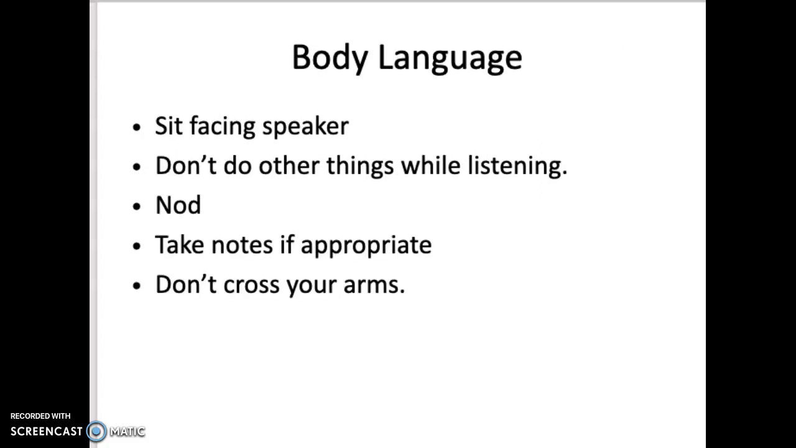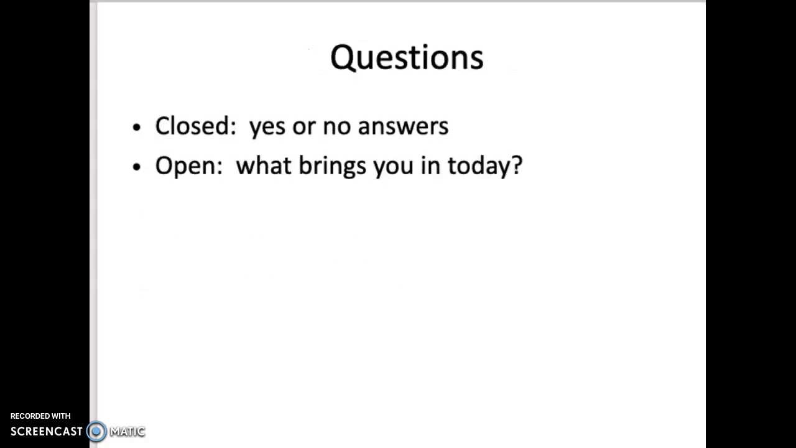Watch their body language. So body language is really important, facing the speaker. The speaker can have body language, but you can also have body language. So what feedback you give the speaker is really important by where you're sitting, taking notes, crossing your arms, nodding when they say things, and trying not to do other things while you're supposed to be listening.